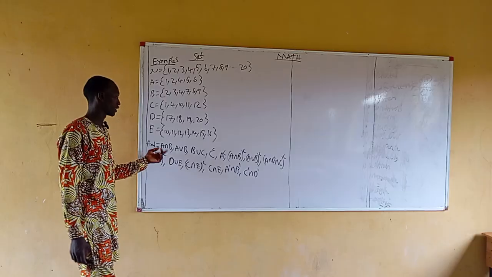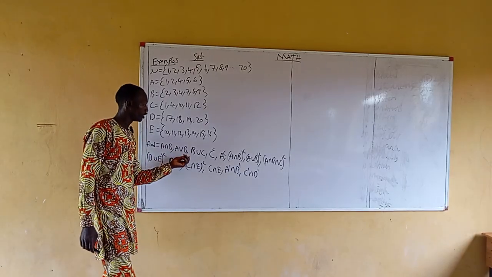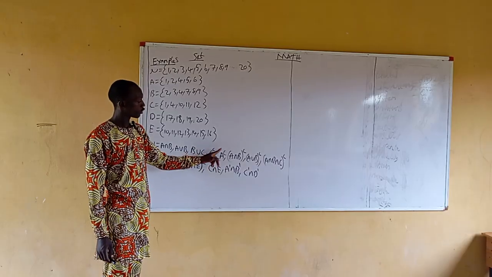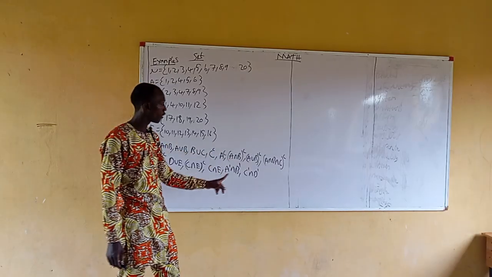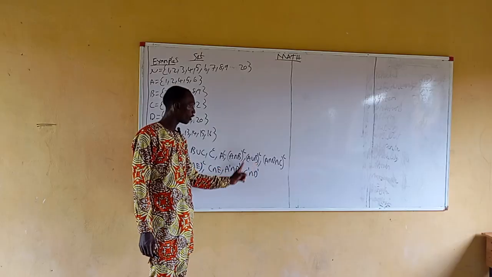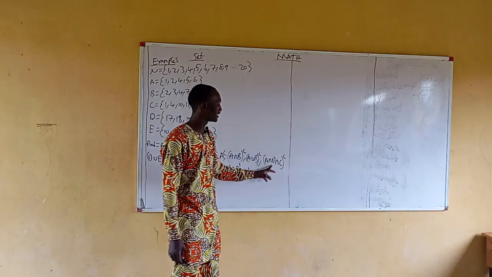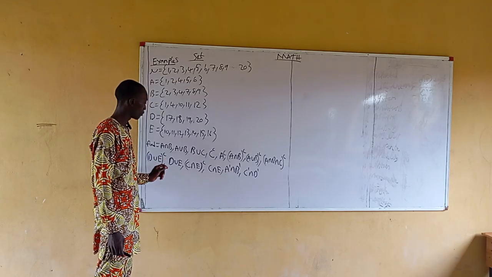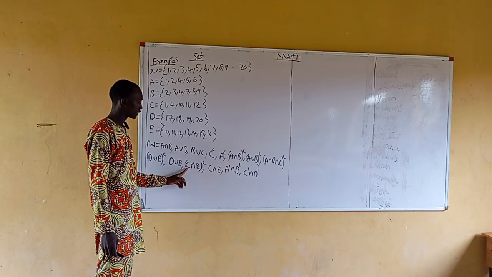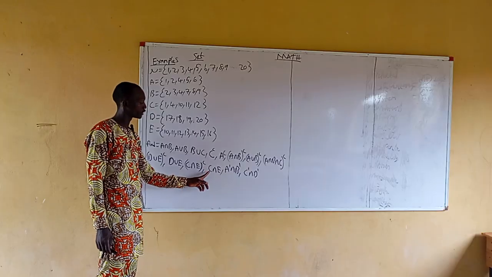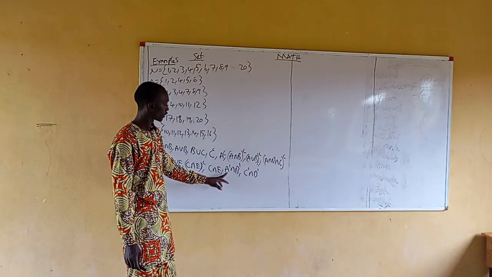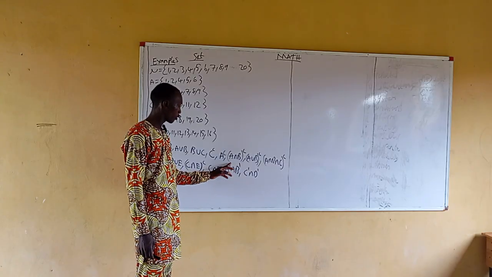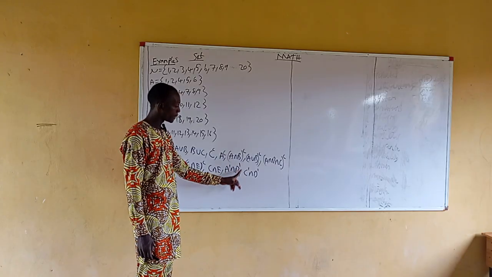If you look at here, A intercept B, A union B, B union C, C prime, C complement, A complement, A intercept B or complement, A union B or complement, A intercept B intercept C or complement, and D union E or complement, D union E, then C intercept E or complement, then C intercept E, then A prime or A complement intercept B prime.